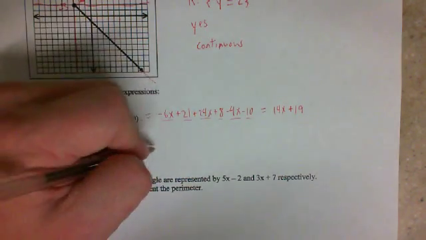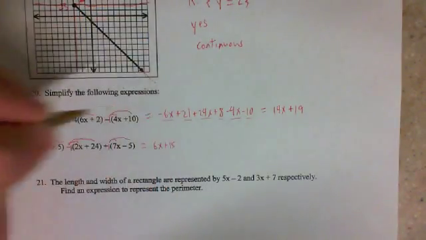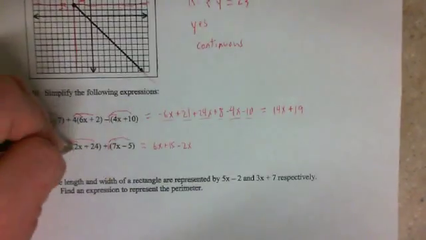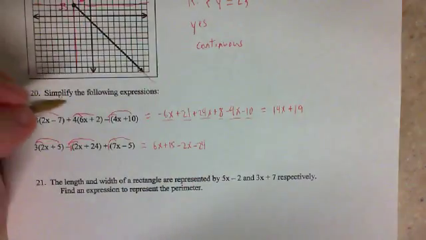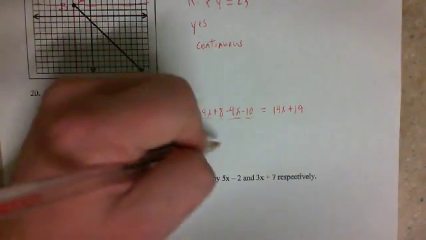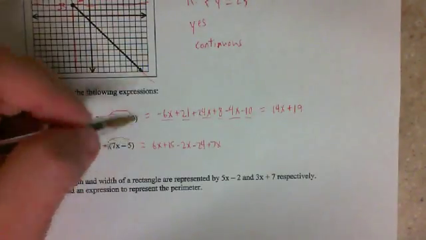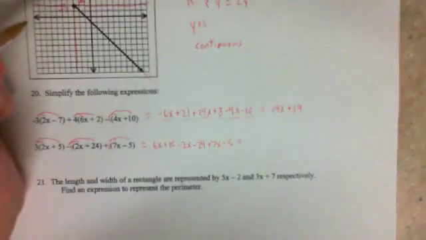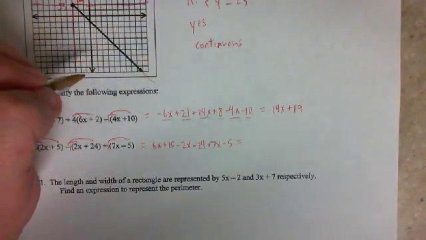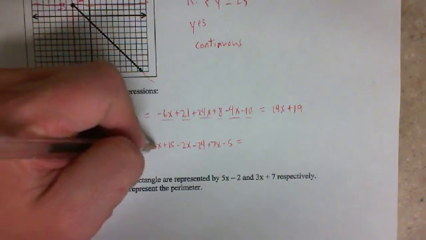So 3 times 2x is 6x, 3 times 5 is 15, negative 1 times 2x, negative 2x, negative 1 times 24, minus 24. Positive 1 times 7x, positive 7x, positive 1 times negative 5, negative 5. Okay, use your calculator to help you with some of that if you have trouble with the signs. Alright, so now we combine our like terms.